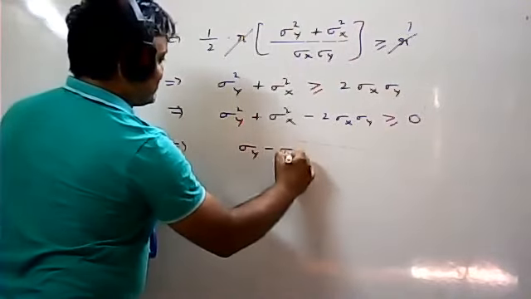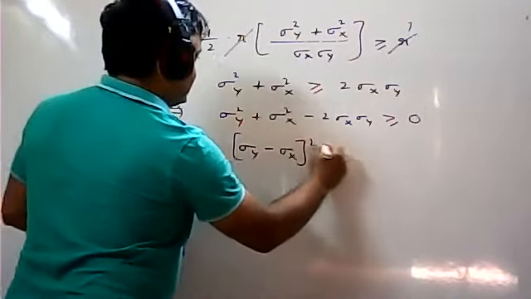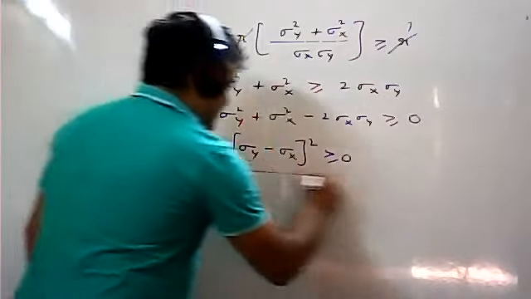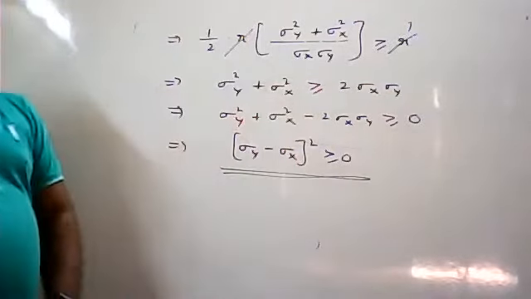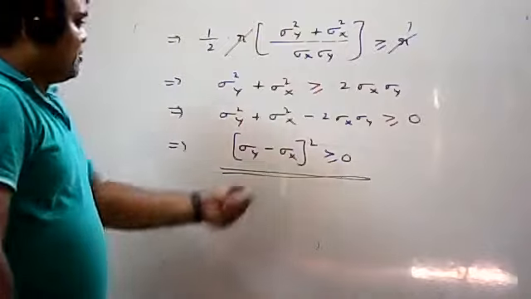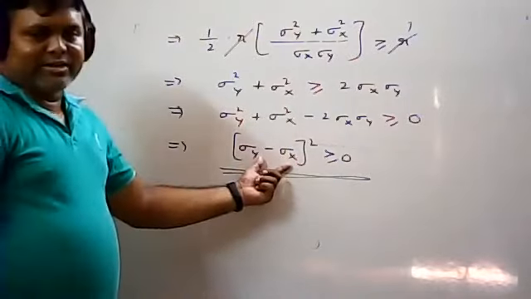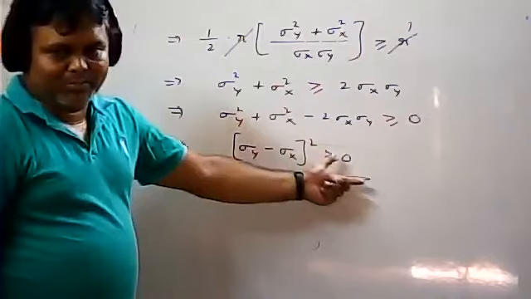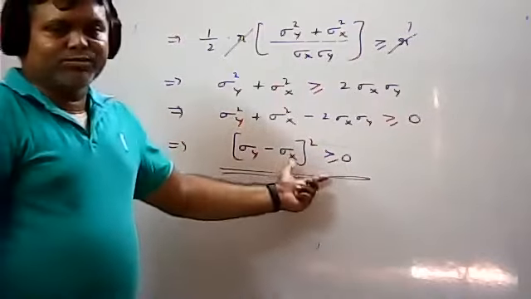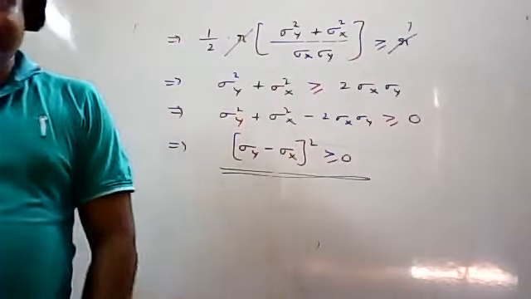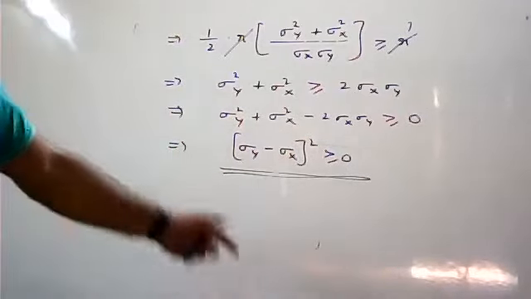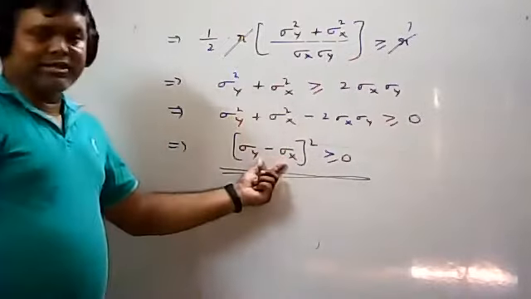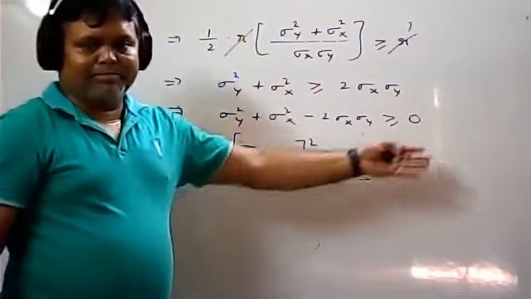That means sigma y minus sigma x whole square is greater than or equal to 0. If you observe, this statement is true for all the values. When you will get 0? If both are equal, you will get 0. Otherwise, you will get a value. Whole square is there, so you will get a positive value. So this statement is true for each and every value of sigma x and sigma y, which is always true. Only if both are equal will you get 0. Otherwise, you will get a positive value.